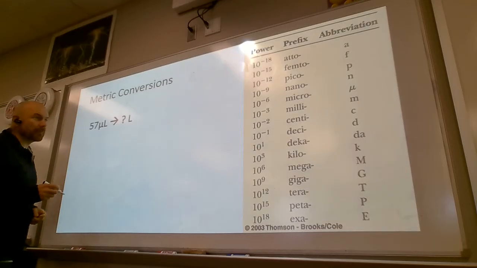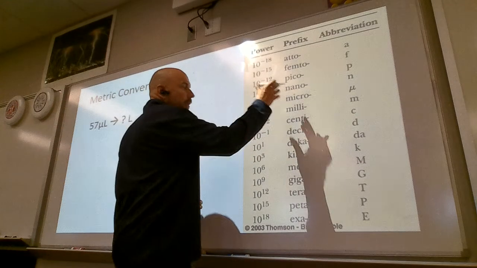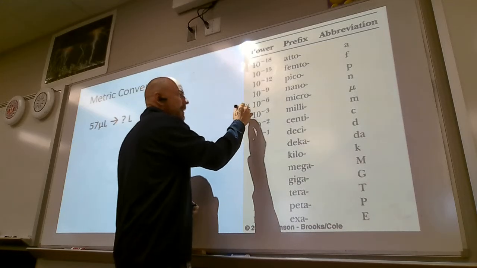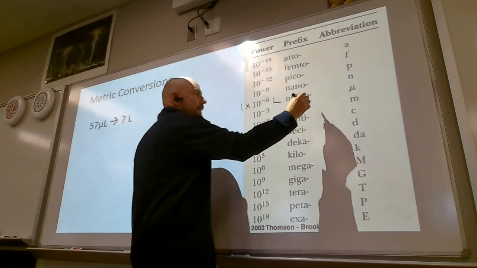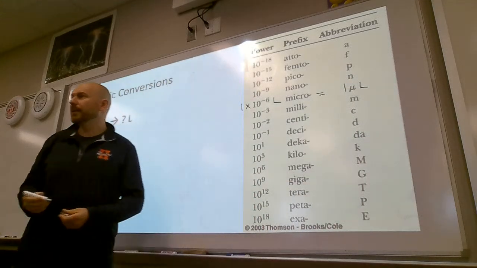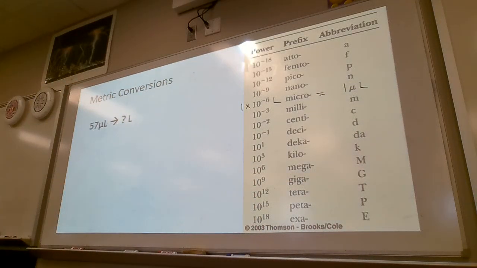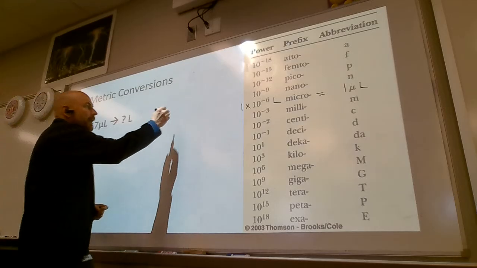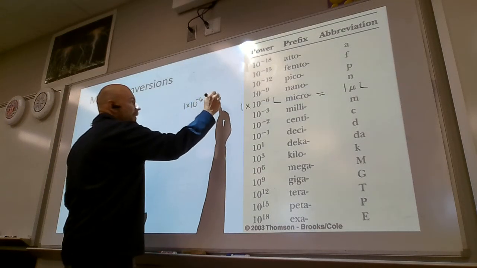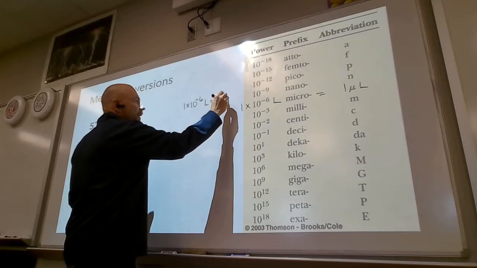So here's how you read this chart. 1 times 10 to the negative 6 liters is equal to 1 microliter. That's how you use that chart. Okay? That's your conversion. Or written like this, 1 times 10 to the negative 6 liters is equal to 1 microliter.